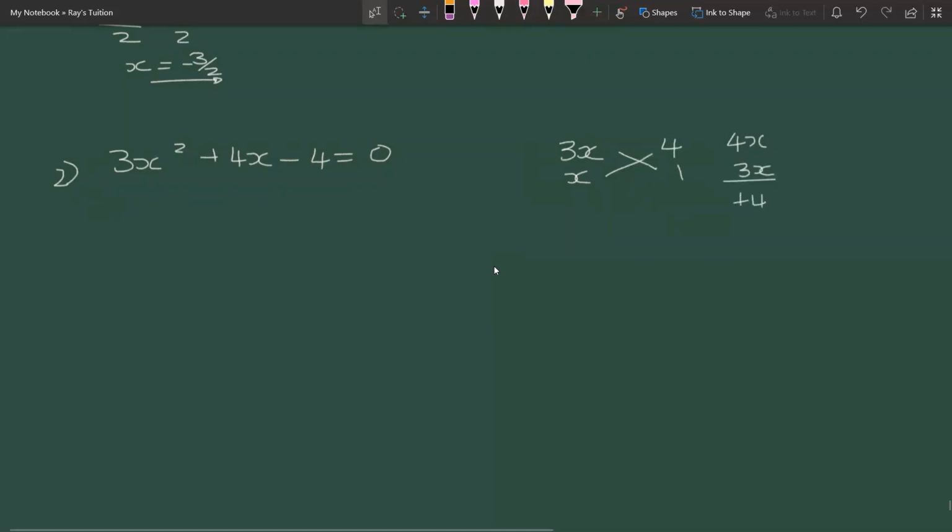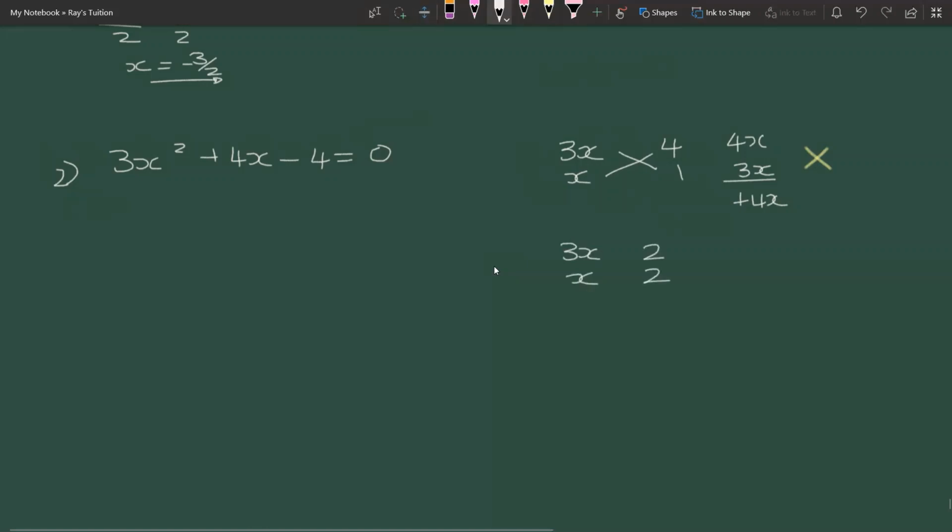Is it possible for us to get 4x? No, not in this case. So these factors are not right. This is a method of trial and error, so we try different things. So let's try 3x and x, and let's try other factors of 4. Let's try 2 times 2.